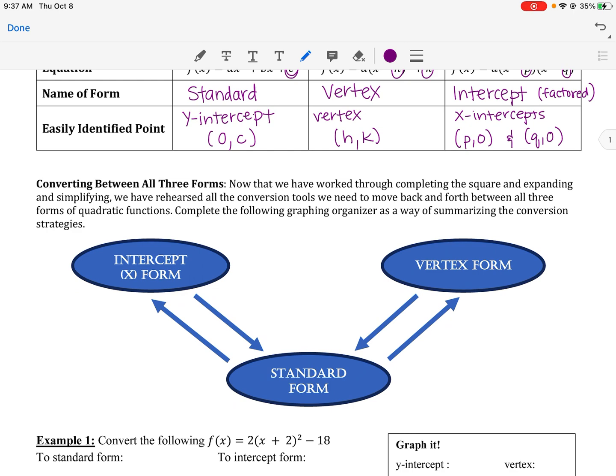So, standard form is going to be the center. If we're going from standard to vertex form, we are going to complete the square. If we're going from vertex back to standard, we're simply going to multiply and simplify. Okay. To get from standard to intercept form, we are going to factor. And then from intercept back to standard, once again, you multiply. And if you can, you simplify, right? So we are going to practice those skills.